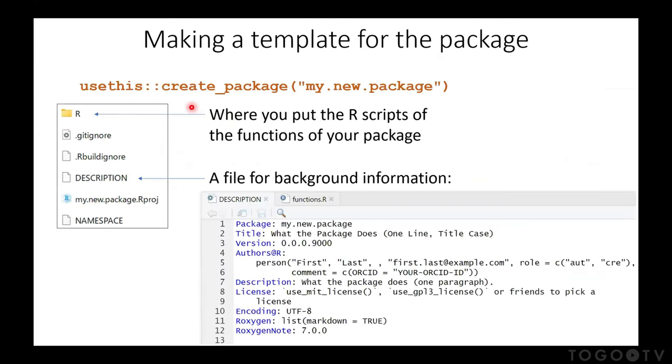And I think this will be way too simple for you. But what I remember is I can use this package and then just call a function, create package, and give the name of your package. And it will set up an empty template. And it makes this description file, which is also a template. You can just fill in what's the name of your package, what does it do, who are you, and so on.